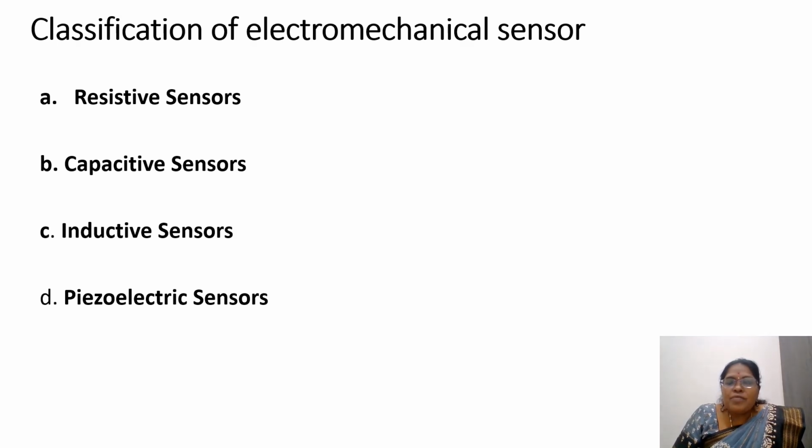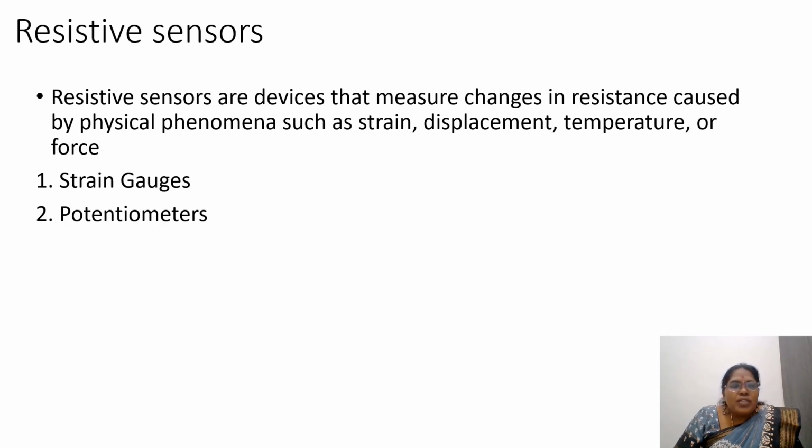Let's move on to the classification of electromechanical sensors. These are the different types of electromechanical sensors: resistive sensors, capacitive sensors, inductive sensors, and piezoelectric sensors. First, let's move on to the resistive sensors. Resistive sensors are nothing but devices that measure changes in the resistance. Change in resistance is what we are going to measure.